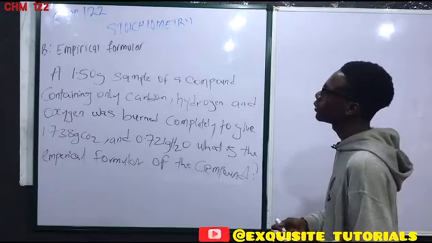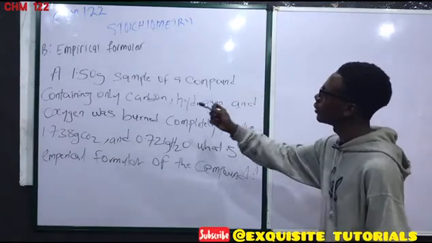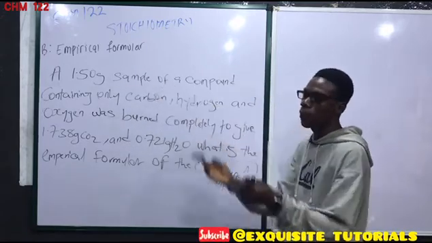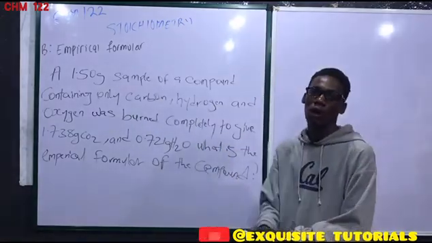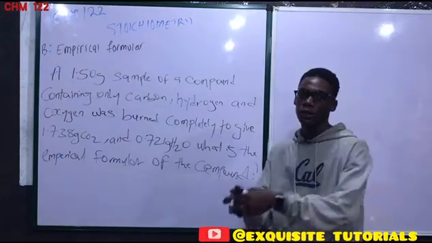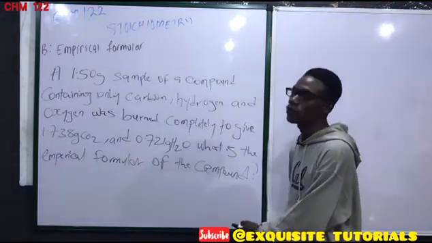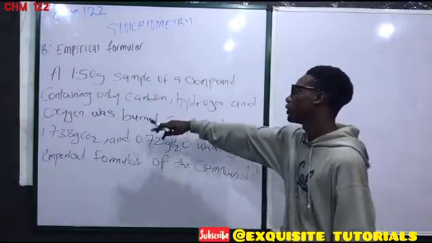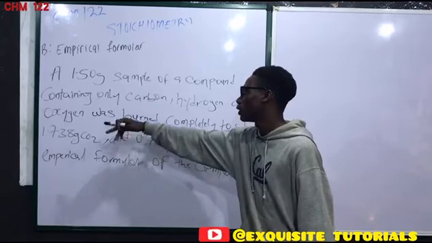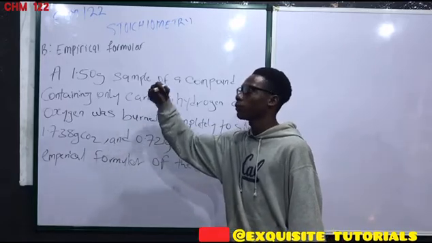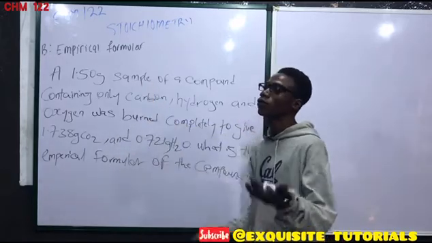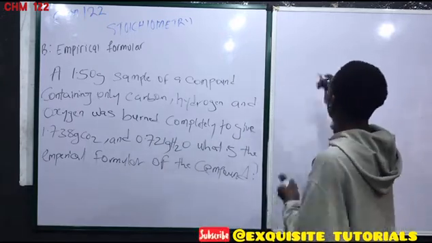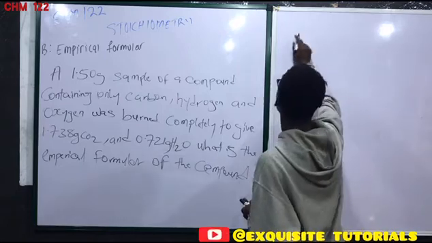Alright, now they said this 1.05 sample is a compound, but they don't really know how the atoms are added, if it is one atom of oxygen or 3. Now they gave us the mass of the compound that was evolved, that was made after the reaction. So we have 1.738 gram of CO2.